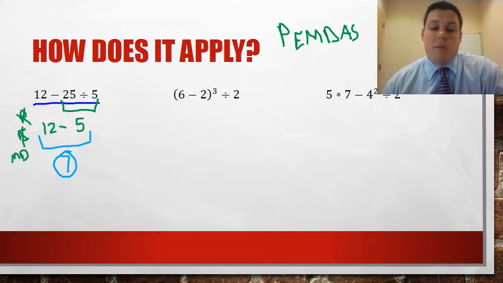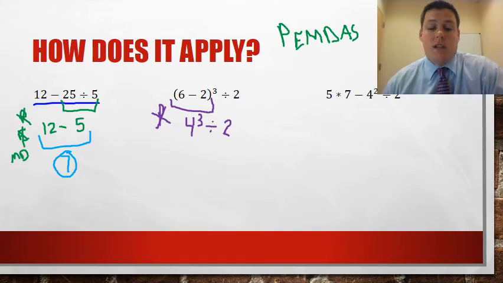The next problem, we do have parentheses first. So we're going to work inside the parentheses first. 6 minus 2 is, of course, 4. And then we rewrite everything else. Raise that to the third power, then divide by 2. Now we're done with parentheses. There are no more. At each step you want to go back through this to make sure that they don't exist.